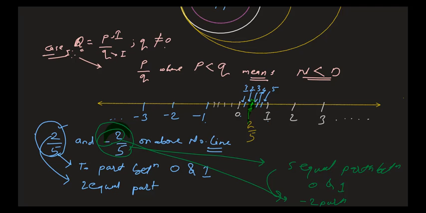This one is 0, this one is 1, and this one is 2. So it's minus 2 parts, this one portion. So I am writing here minus 2 by 5. So I hope student you understand case number 1 very well. Now let us move to understand case number 2.